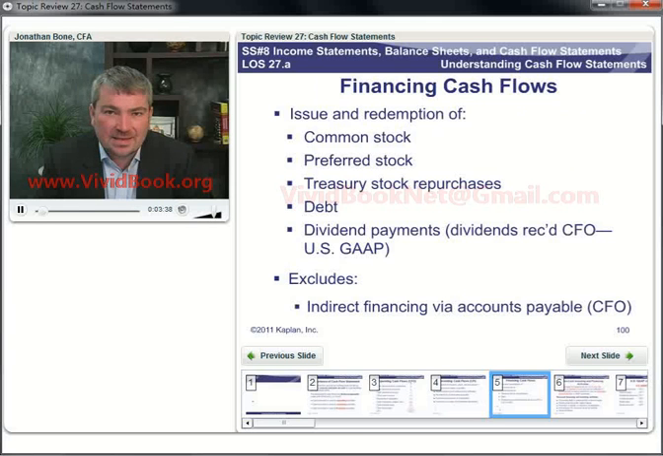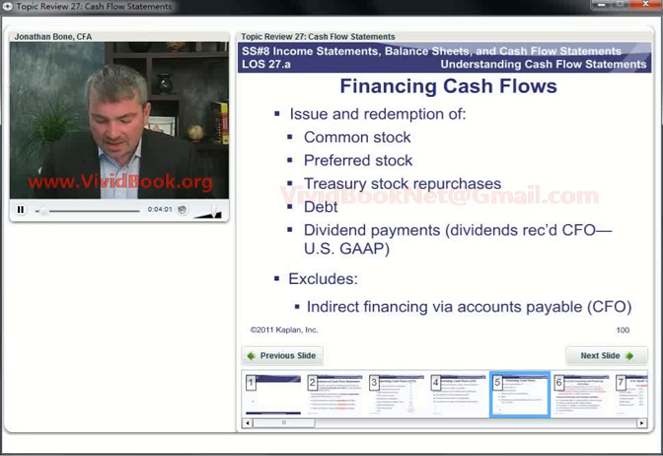under US GAAP. Notice it excludes indirect financing via your accounts payable. Your accounts payable, well, let's just think about this for a second. You could finance the company by delaying payments to your suppliers, in which case your accounts payable would increase over time. Now that would affect cash flow from operations, not cash flow from financing.